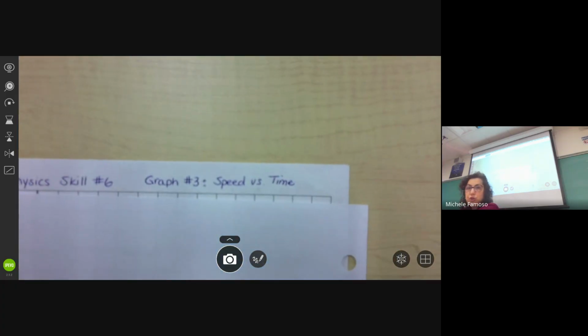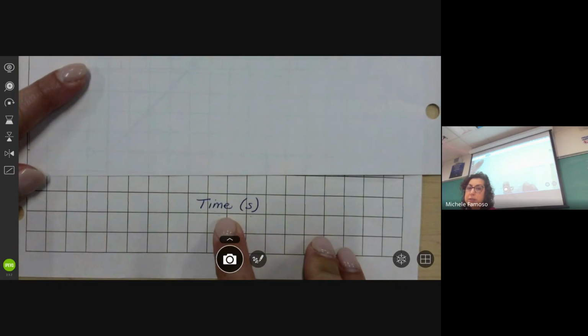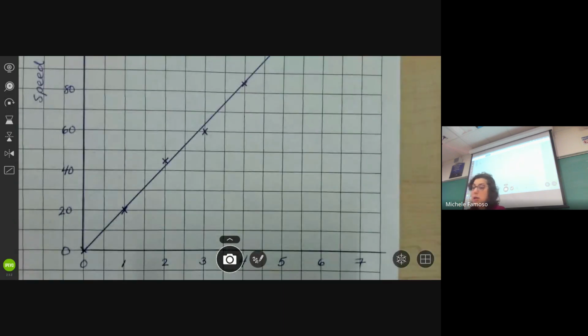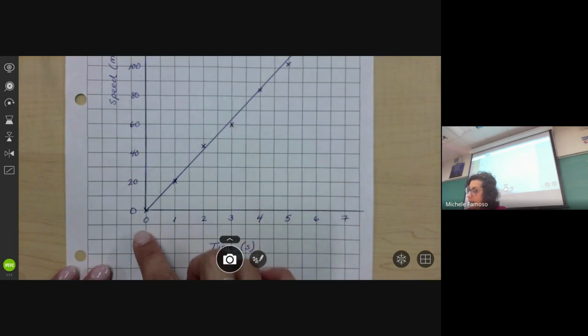The title on this graph should be speed versus time, not time versus speed, speed versus time. Then on the vertical axis, you should have the label speed in meters per second. On the horizontal axis, you should have the label time in seconds. Again, I'm going to be looking at the scaling on both axes. What your scaling is depends on how many lines you have, but every line should have the same incremental value on the x-axis and then on the y.